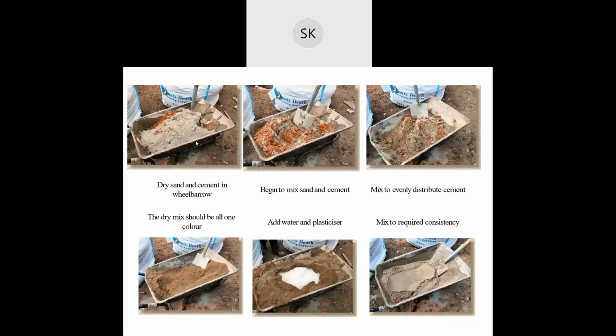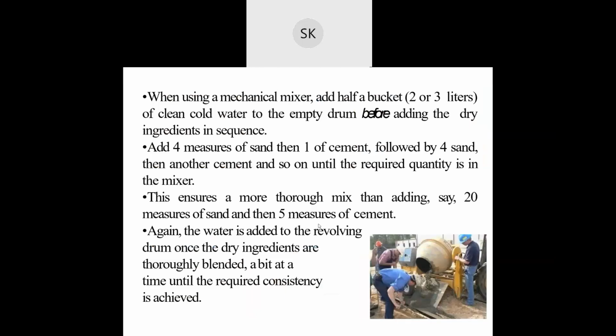Dry sand and cement in a wheelbarrow. A wheelbarrow is a kind of equipment they use to transport the mortar. Begin to mix sand and cement, mixing thoroughly to evenly distribute the cement. The dry mix should be all one color. Add water and plasticizer; if you want any plasticizer, you can add. See, in between they have placed it, and this is the mix to required consistency. So make a paste of required consistency.